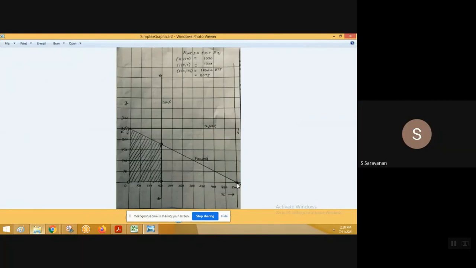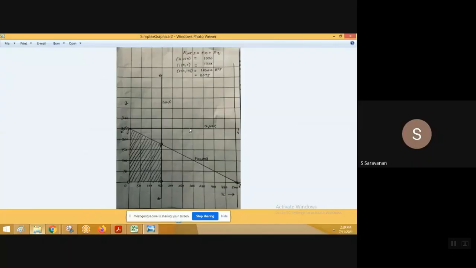Okay, the second equation, it's 150 comma 0. See here, 150 is for x. Y is already 0. So what I'm doing is 150x comma 0. You can see this line. And another one is 0 comma 250. When I say 0 comma 250, x is 0 and y is 250. So this specific line is equation 3.